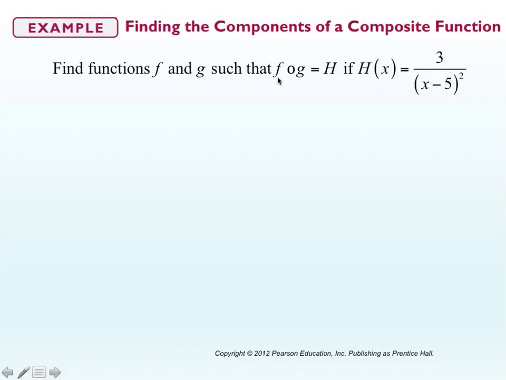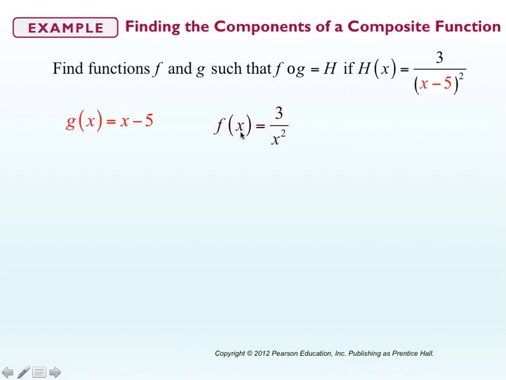When we actually compose f with g, it results in something like this. So what we kind of want to do is look for the inside and the outside function. And if you look, we definitely have this x minus 5 here. That's going to kind of be our inside function. So we're going to let g of x equal x minus 5. And then we just look at what's left over, which is 3 over something squared.